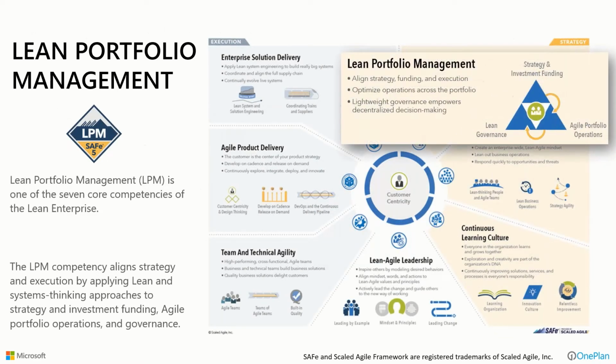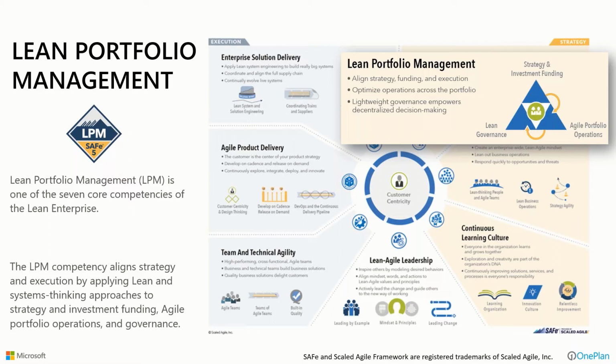So hence, we're finding that organizations are really adapting and opening themselves up to more lean portfolio management capabilities or approaches. Lean portfolio management is embodied in the whole SAFe framework, the Scaled Agile Framework, and it's one of the 7 core competencies of what's called lean enterprise. It really is a competency that aligns strategy and execution by applying lean systems thinking approaches to strategy and investment funding and agile portfolio operations and governance.